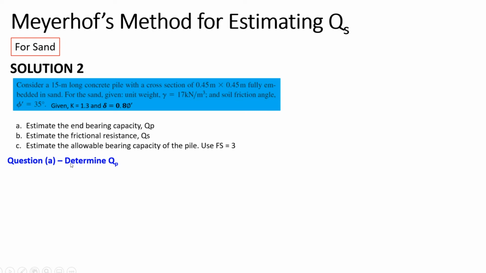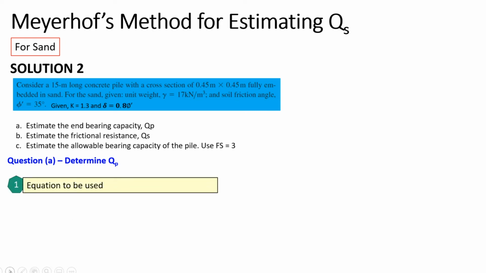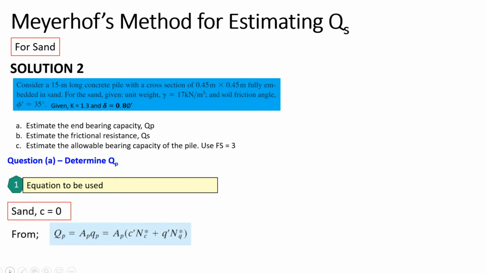Okay, so first, we need to determine the QP here. What is the equation that needs to be used, since the pile is fully embedded in the sand? So this is the equation. C will be equivalent to 0, so we will have this equation.